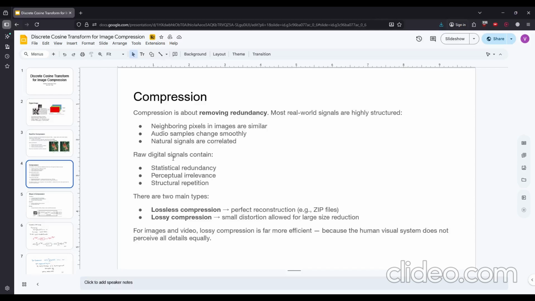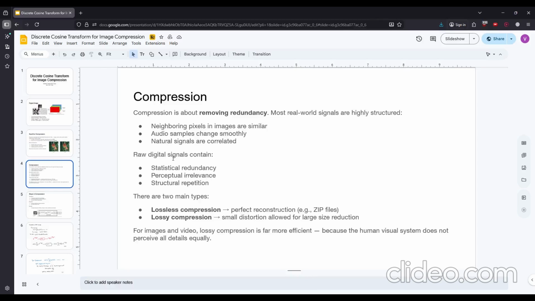At its core, compression is about removing redundancy. Most real-world signals are highly structured. That is, neighboring pixels in images are similar. Audio samples change smoothly, and natural signals are correlated.